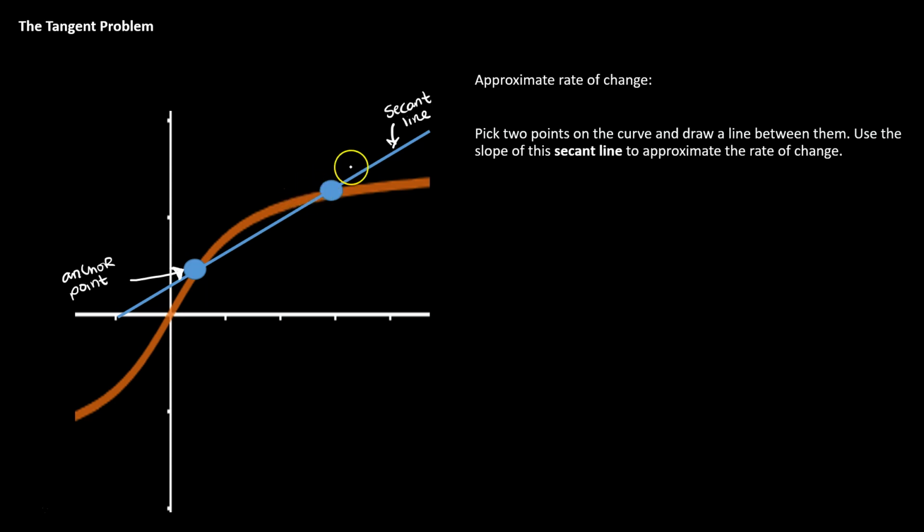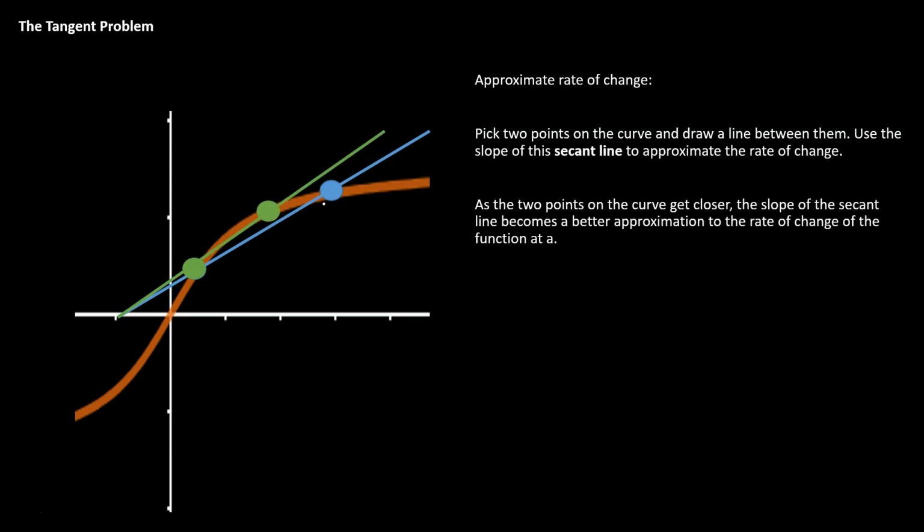And you're right. If I take this point that's further down the curve and I bring it closer to my anchor point, I can create another secant line. And this one will be a better approximation. Notice that the green line here does a better job of lining up with the gold line than the blue one did. And if you're happy with that, you might say, well, let's take this even further. Let's bring that green point even closer to the anchor point. And that's exactly where we're going with this.